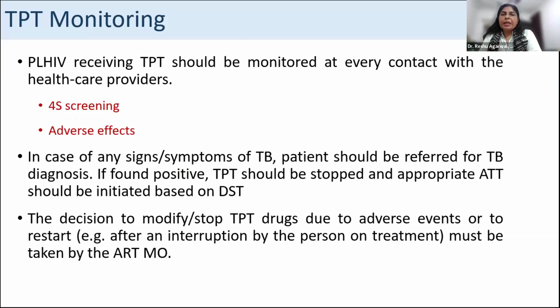Coming to the monitoring piece, whenever the patient is coming back to you, please do the 4-symptom screening and adverse effect monitoring. It is very critical. In case the patient develops any signs and symptoms related to TB, you should evaluate the patient for TB disease. And if the person is found TB positive, then the TPT should be stopped immediately and appropriate ATT needs to be initiated based on the drug susceptibility testing of the patient. And any decision to modify or stop TPT needs to be taken by the ARTMs.